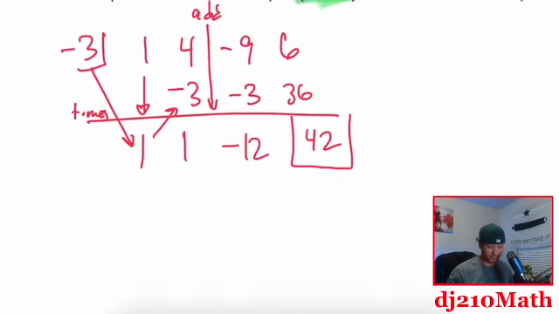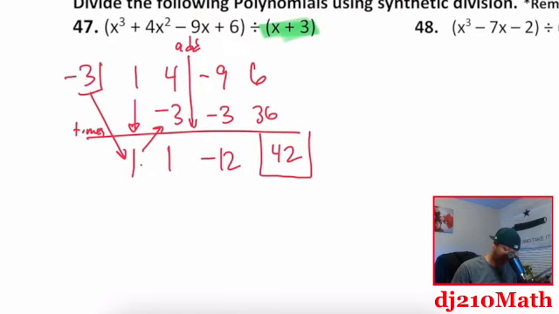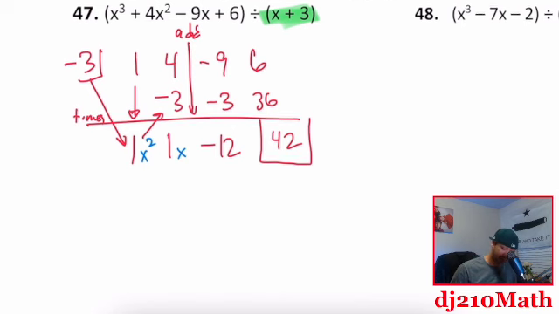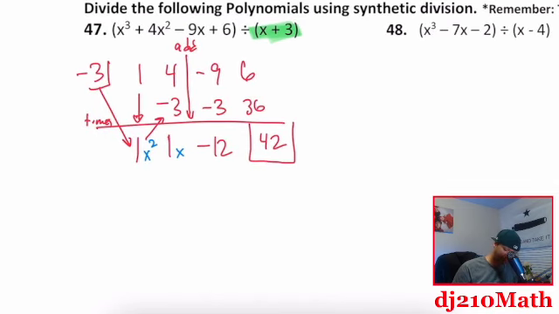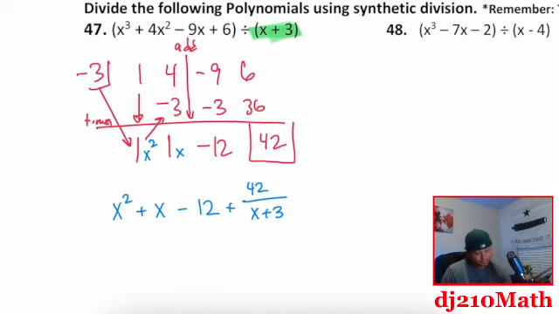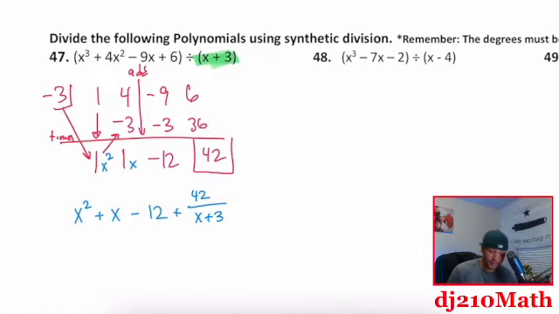The whole point of this, because this was x cubed, this is going to be 1 less. X squared, x. Okay, so x squared plus x minus 12, remainder 42. So we usually say 42 over whatever the divisor was. Kind of wish it just would have been 0. When it's 0, it's nice. Why is it always got to be not nice?